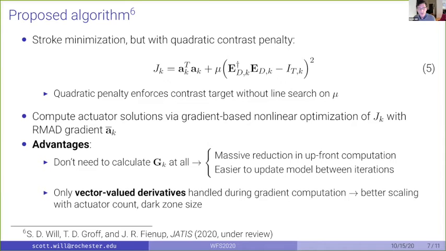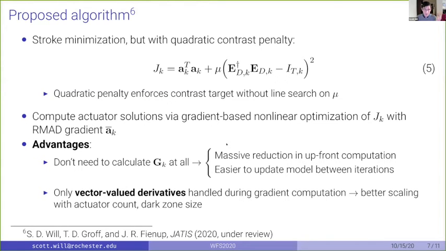So the proposed algorithm which I implemented is a variation of the stroke minimization algorithm that uses a quadratic penalty on the contrast. The reason is that in doing so, we can enforce the contrast target in each control iteration without a line search over the scalar penalty parameter. And then in each control iteration, we optimize the objective function using nonlinear optimization with a very fast, efficient RMAD gradient.